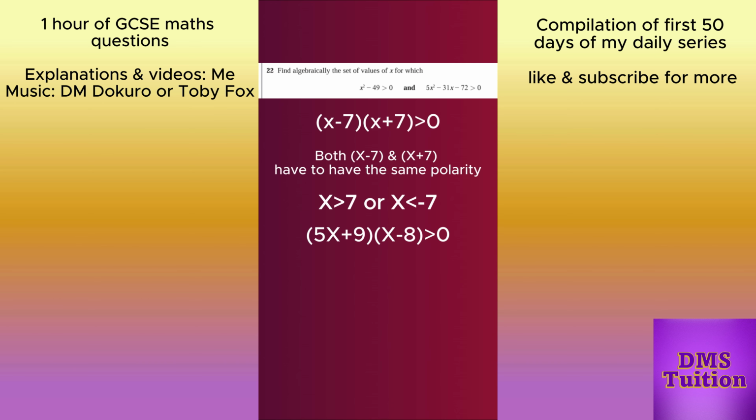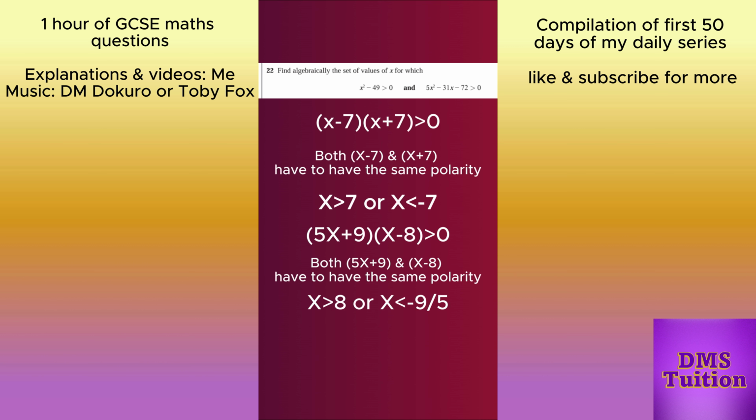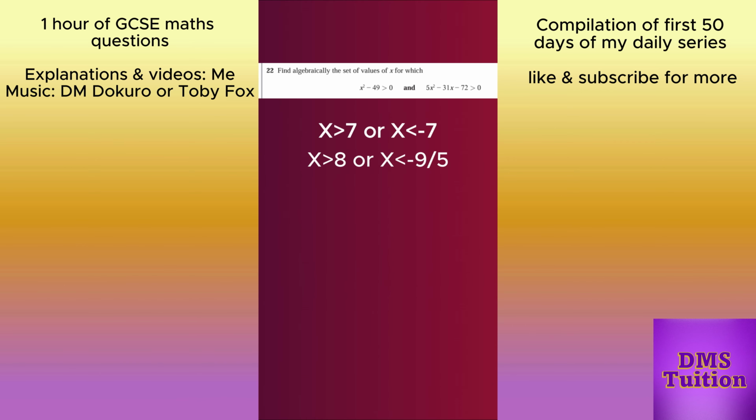In which cases are both of these positive or both of these negative? Both are positive if x is greater than 8, and both are negative if x is less than minus 9 over 5. So the solution to this second inequality is x is less than minus 9 over 5, or x is greater than 8. Okay, and for something to satisfy both inequalities, we simply need to take the intersection of the two sets.